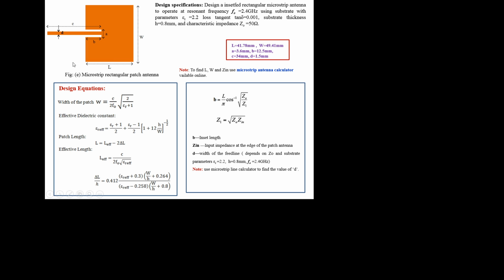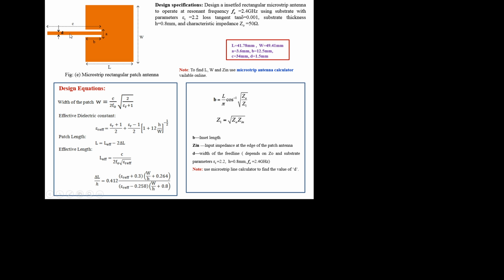So next, here this is a feed line. This is a feed line we have to connect. Feed line means to excite the antenna, we should connect the signal source. For that, we have to add a port. To add the port, we should connect a feed line like this. This is called a feed line. It has a particular width D.